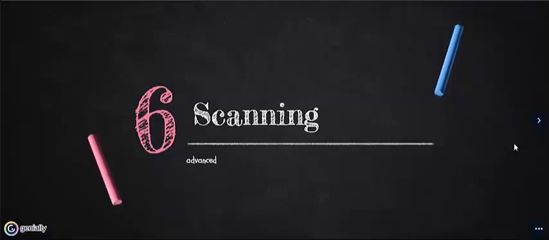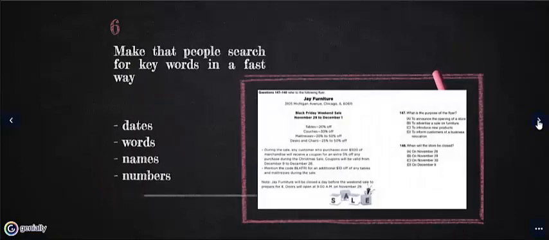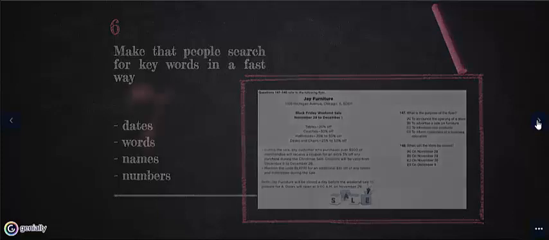Scanning. This makes people search for keywords in a fast way. It works with specific words, like dates, names, numbers, etc. Like in the example, question 148 says, "When will the store be closed?" It is asking for a specific date.